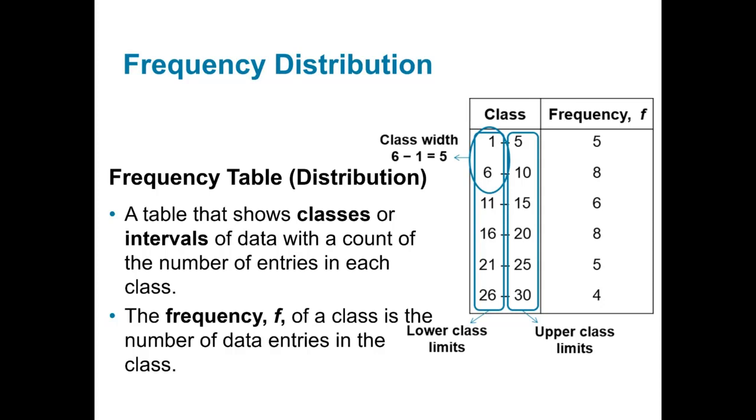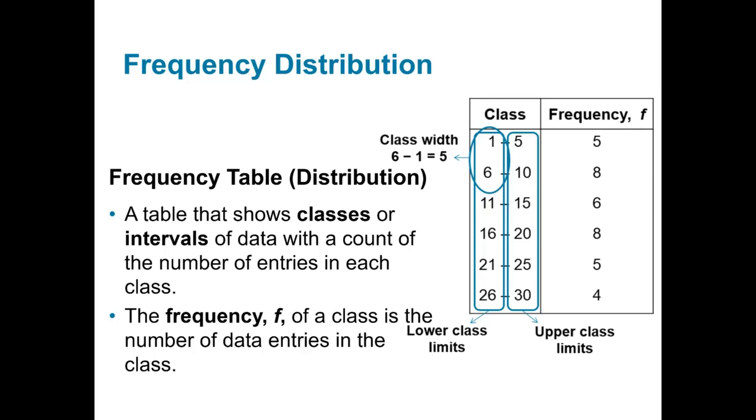So the frequency is however many data values fall into that class or into that category. For example, this is telling me there are 8 data values that lie between 6 and 10. Your lower and upper class limits just tell you the class starts here and the class ends here. So every data value is going to be somewhere between 26 and 30 for this bottom class, for example. That's all those class limits mean.